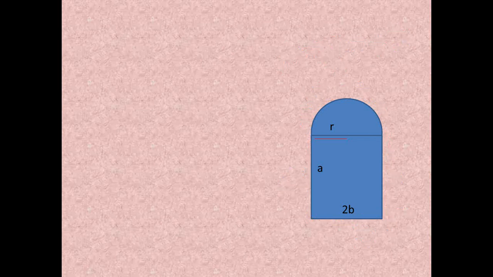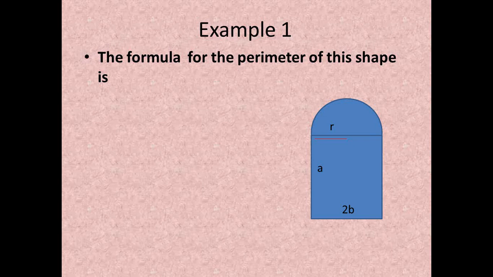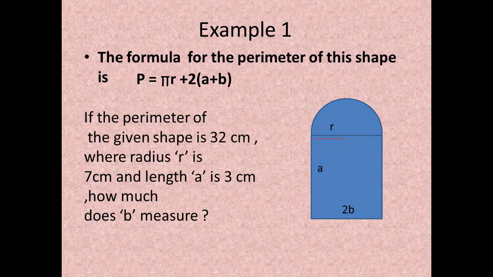Now, the formula for the perimeter of this shape is pi r plus twice of a plus b, because 2a plus 2b, if you take out 2 common, if you factorize, becomes twice of a plus b. It is given that the perimeter of the given shape is 32 centimeter, where radius r is 7 centimeter and length a is 3 centimeter. How much does b measure? That means you need to find the unknown value, b.